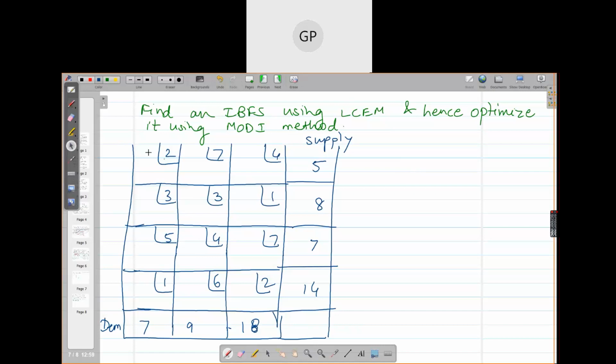Yes, it is 18. It is not 16, it is 18. Please make the correction. Now it is balanced.